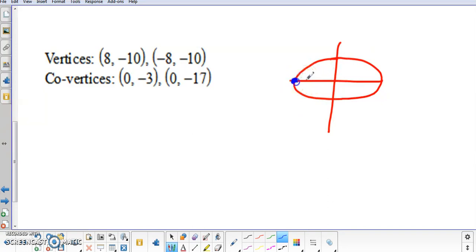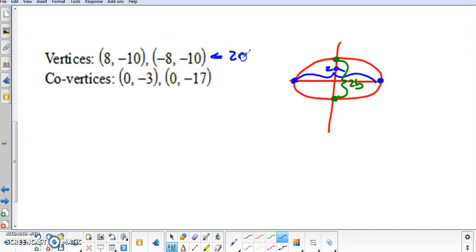So from here to here, these are my vertices. This whole thing is 2a. So I have those points right here. I have my vertices. And then I also have my co-vertices, which would be from here to here. And this whole thing is 2b. So it basically means what I'm saying here is from vertex to vertex, I have 2a.